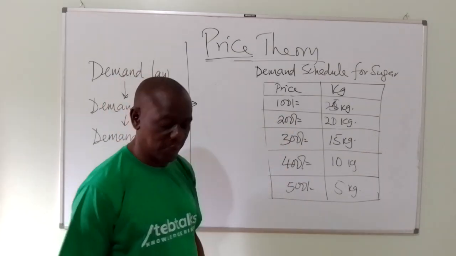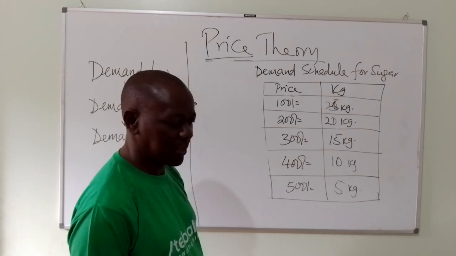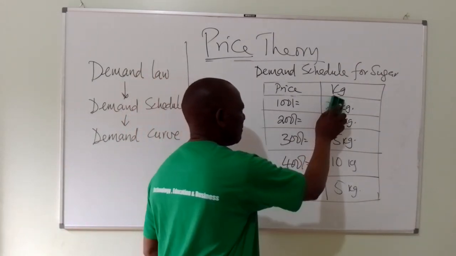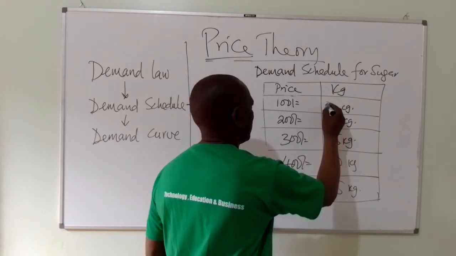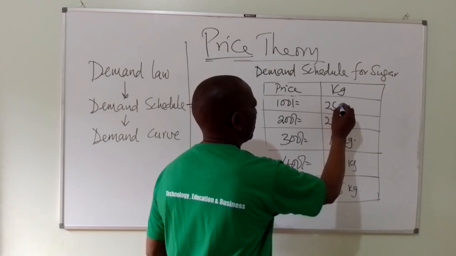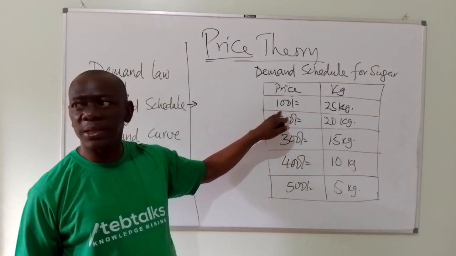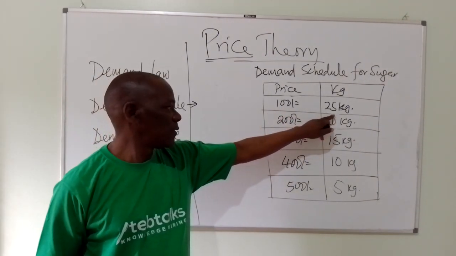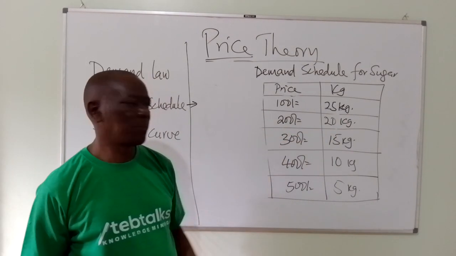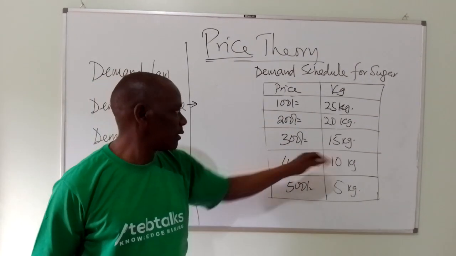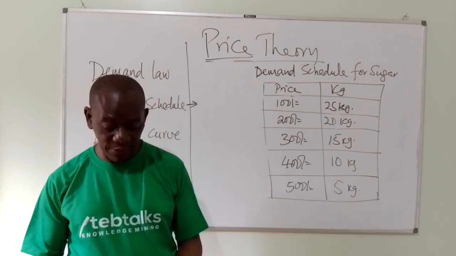The demand law says the higher the price, the lower the demand. The lower the price, the higher the demand. Keeping other factors constant. You don't forget that one. When it's 100 shillings per kilo, this is 25 kilograms about. If it is 200, they reduce. When you get 300, they reduce. 400, they reduce. Possibly time may come when it is even zero.